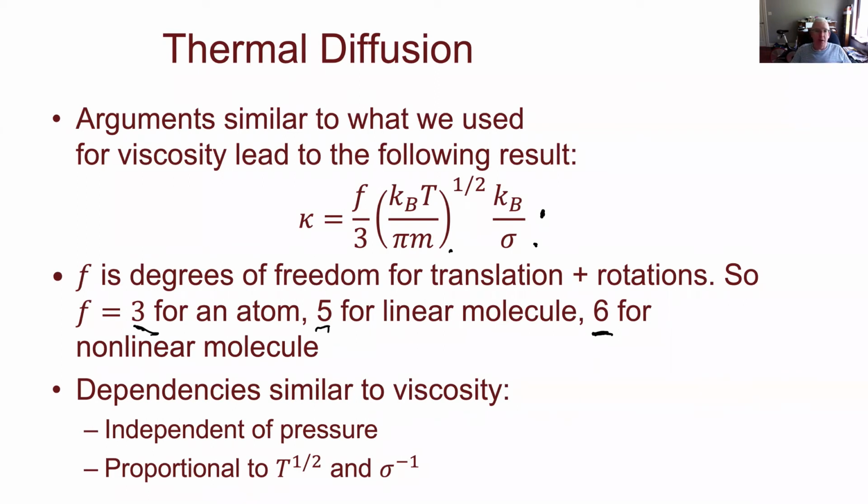The dependencies there are, again, it's independent of pressure, right? This one is proportional to the square root of temperature, right? T is on the top, so as temperature goes up, my thermal diffusion coefficient should increase. I have the cross-section on the bottom, which again says as the molecules get larger, my thermal diffusion coefficient should be getting smaller, because both m, the mass, and sigma, the cross-section, are both on the bottom this time, right? And so that means all the factors that lead to having a larger molecule are leading to having a smaller value of kappa.